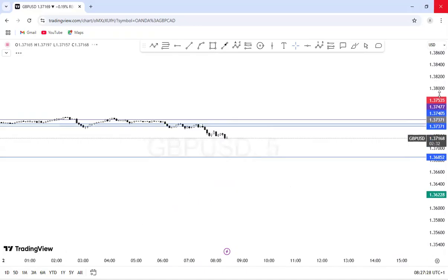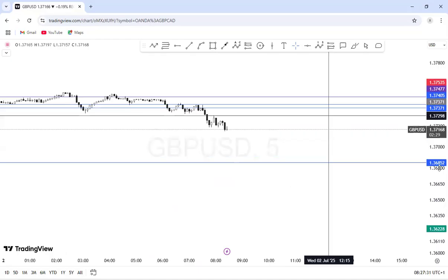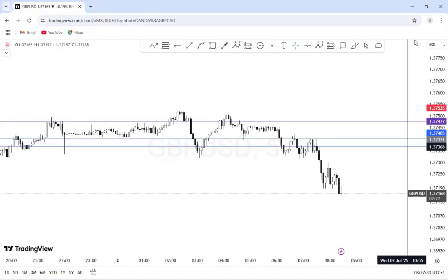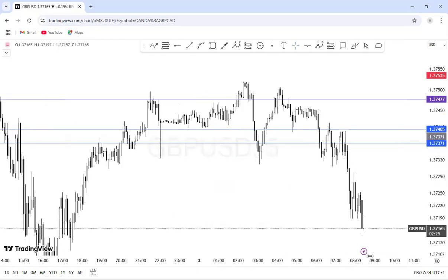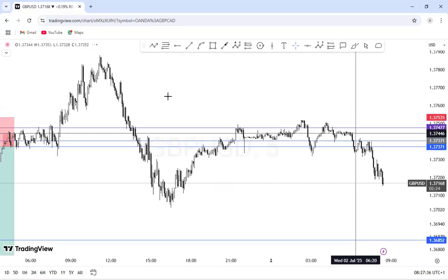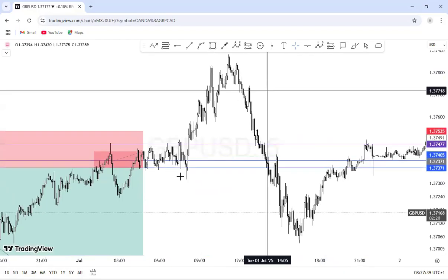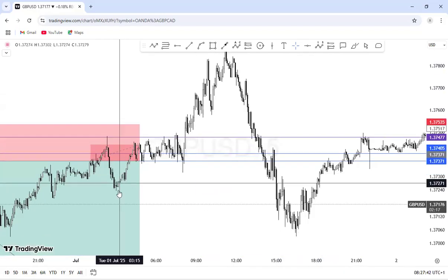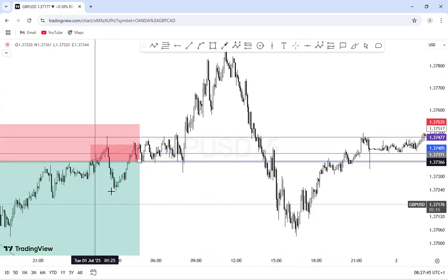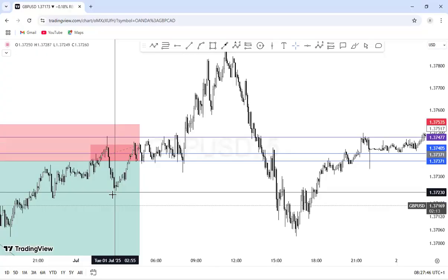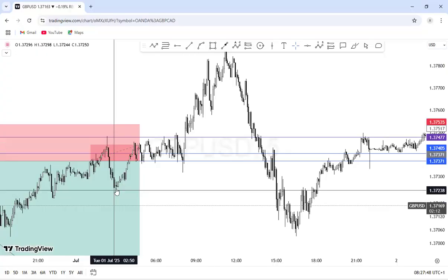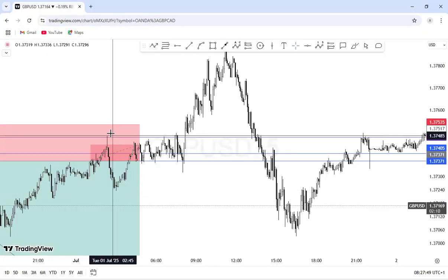This is what I did. I didn't even mark it. So this is what I did. I saw my market structure shift right here. Sorry, I saw a protected high right here. And then the market was actually ranging.